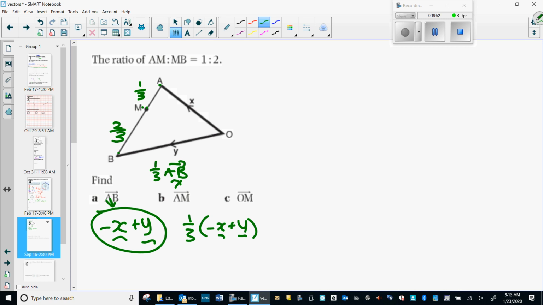Perhaps I should rewrite it somewhere else. Okay, from C to M. Where's C? Oh my gosh, it's not a C. From O to M. Okay, so what we're going to do, we're going to start here, we're going to go along here, so that's going to be Y. And then we're going to go up to this bit here. So this is going in the opposite direction of A to B. Are you with me? So we're going the opposite direction of A to B, and we're only going 2/3 of the direction.